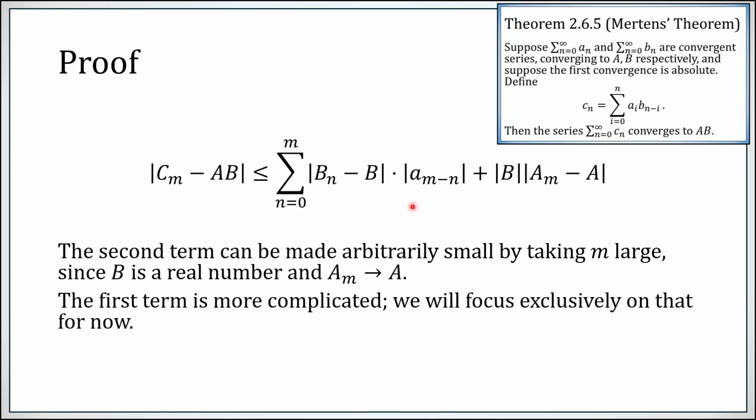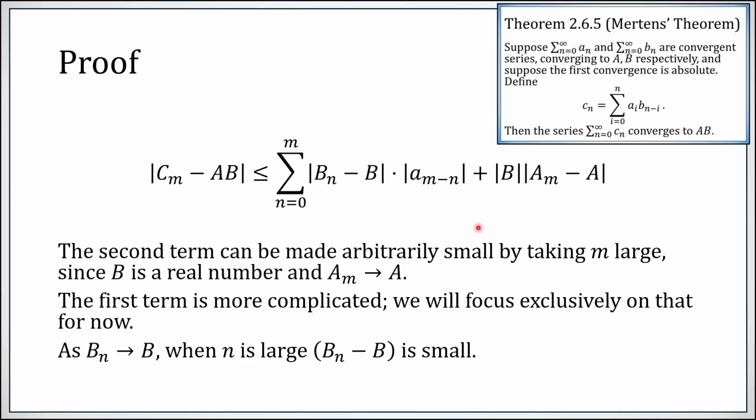The first term takes a bit more work. Okay, so we're just going to focus on making this term small. Observe that b sub n does converge to b. So as n gets big, I can make this small, but observe that n goes from 0 to m. So n can't just be big. I still have to account for small terms here. But when little n is large, this is small.